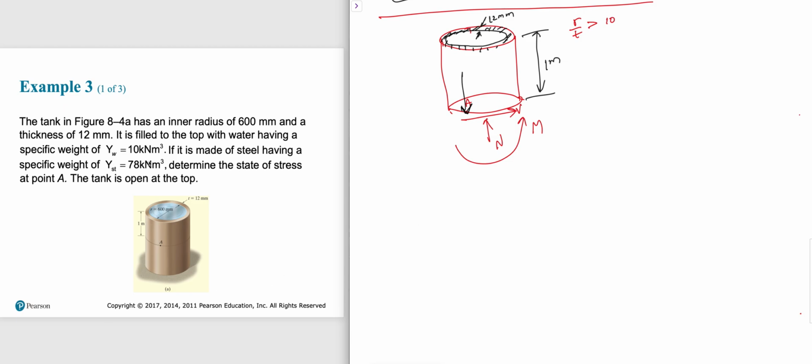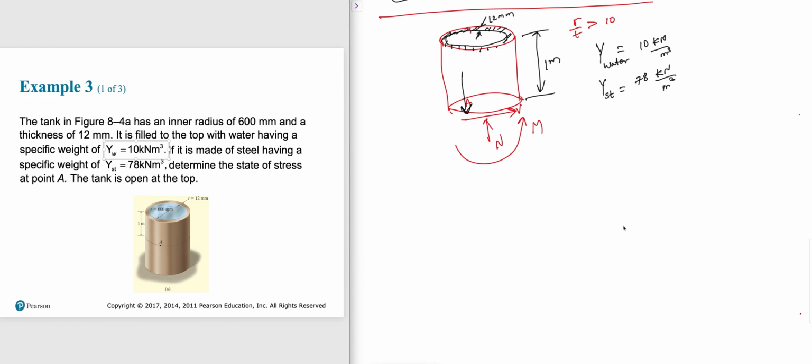There is a typo in the slide. You see what is given here? Kilonewton, it is not times meter cube. What it should have been given is, this is the specific weight gamma due to water and the specific weight of the steel. The units of specific weight is kilonewton per meter cube. So what it should have been is 10 kilonewton per meter cube. It's a typo. It has been written as times meter cube. Just correct it. 78 kilonewton per meter cube. That is for steel.